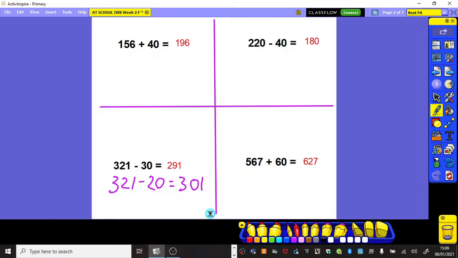291. If I'm adding 40 to 156, then I'm very much just looking at my tens column. My tens column is just going to increase by 4 more tens, which is why the 5 in the tens column changes to 9 in the tens column. 220 take away 40. I would be subtracting 20 and subtracting 20 again. This gets me to the answer 180.